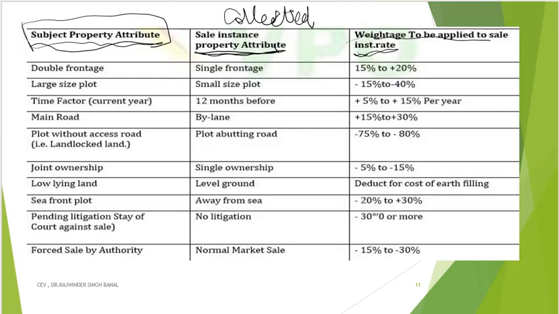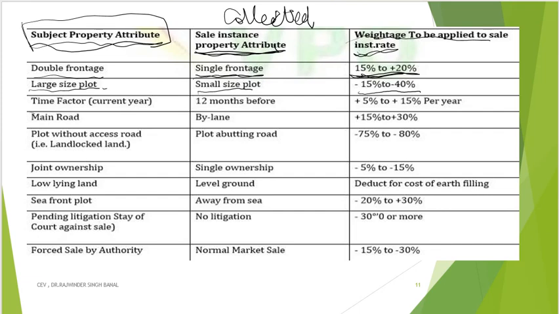Suppose our plot is a double frontage plot and the plot of which you have the data has only single frontage, so you can increase the per unit price. This is a 15 to 20% increase in per unit price. Our plot is a large size plot and this is a small size plot. Of course, large size plots have lesser per unit price, so we will decrease it by 15 to 40% depending on the case.